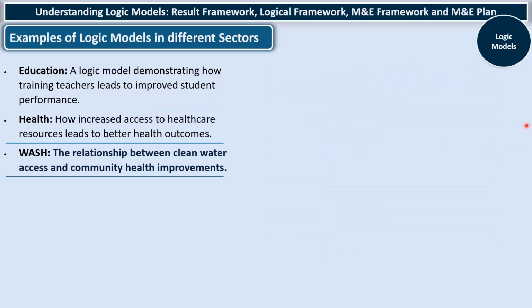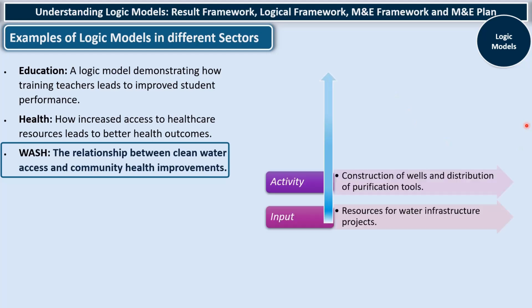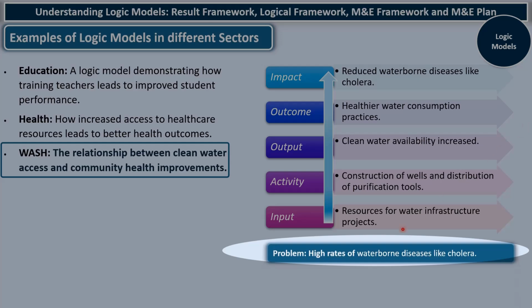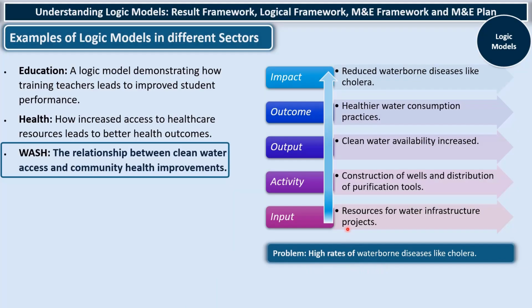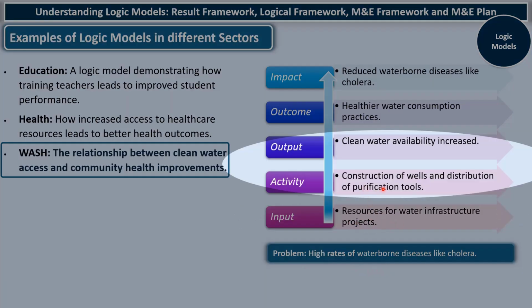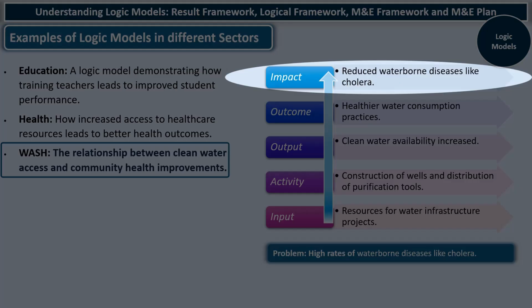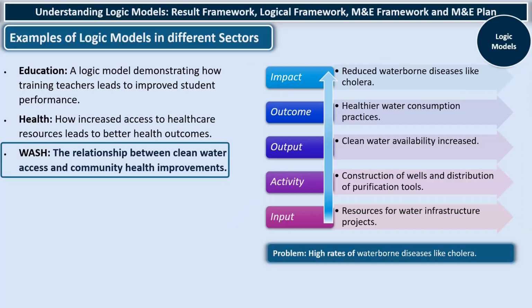In the WASH sector, the relationship between clean water access and community health improvement. Here you can see a problem like high rates of disease. So how different inputs, activity, output will lead to the intended impact, which is to reduce waterborne diseases.